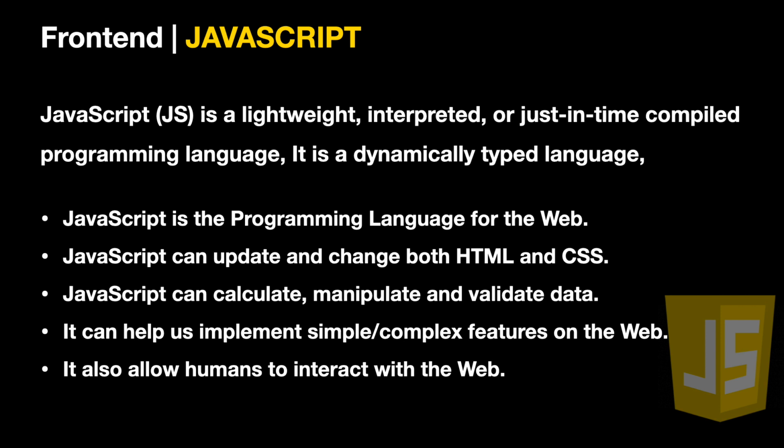JavaScript is the programming language for the web. JavaScript can update and change both HTML and CSS. JavaScript can calculate, manipulate, and validate data. It can help us implement simple and complex features on the web. It also allows humans to interact with the web. Talking of human interactivity, so you click on a button, you want something to happen, JavaScript handles that. You fill a form, you want to submit your information, JavaScript handles that.